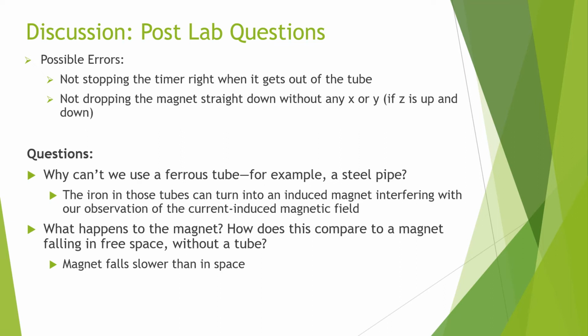So now here are some questions. Why couldn't we use a ferrous tube? Because the iron in those tubes could actually create an induced magnet, and that would interfere with our ability to observe the current induced magnetic field and magnetic force that this lab is trying to explore. And what happened to the magnet as it fell through? Obviously, the magnet fell slower in that space because of the magnetic force that was pushing the magnet up, counteracting the gravitational force.